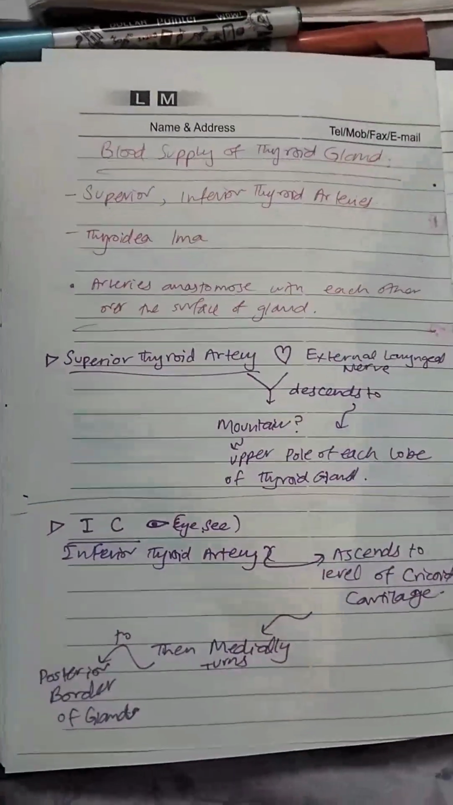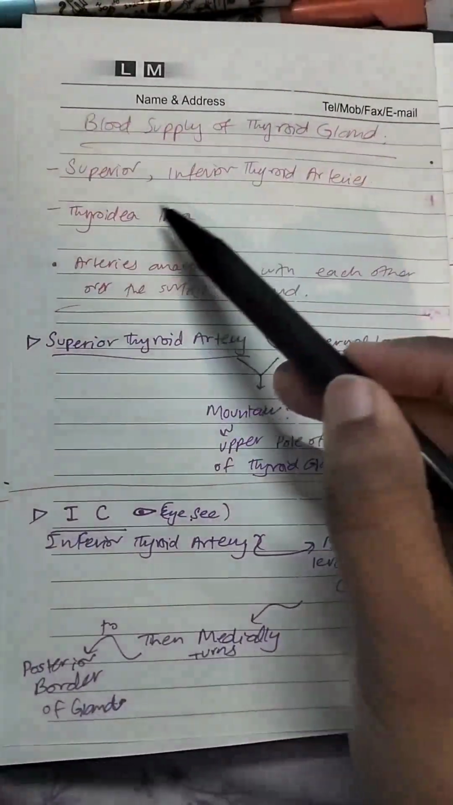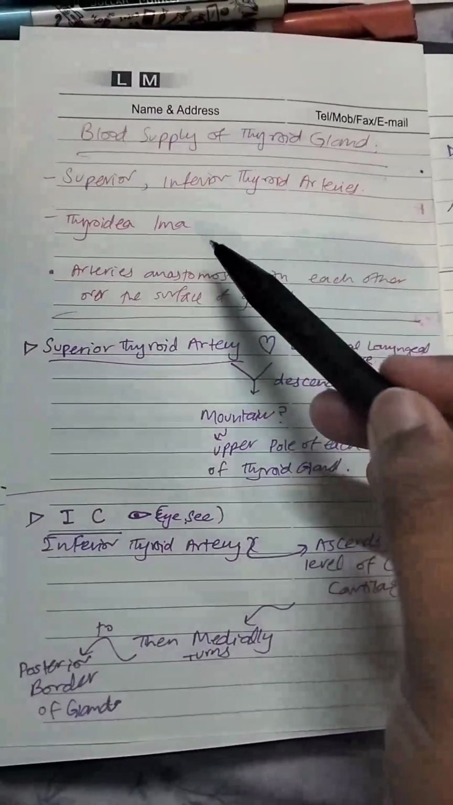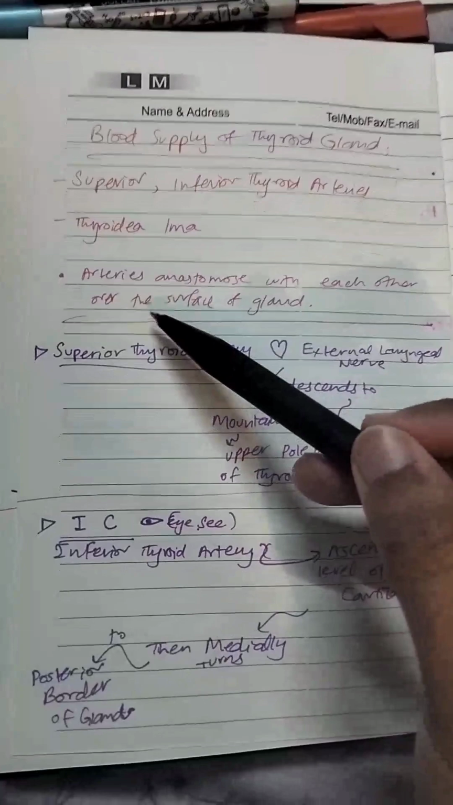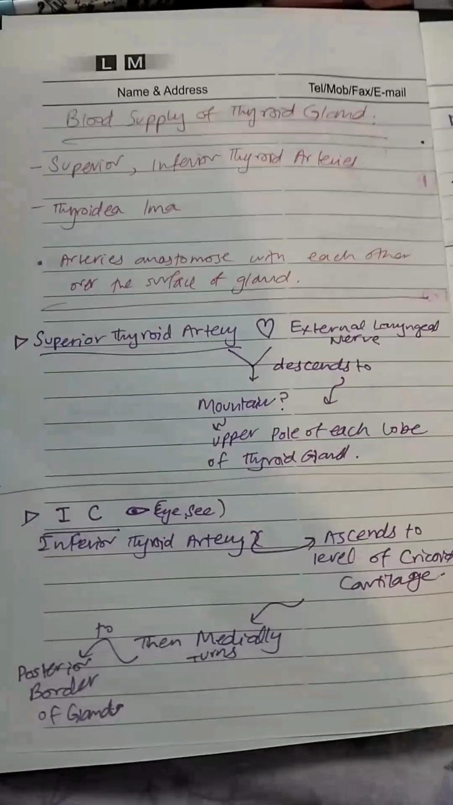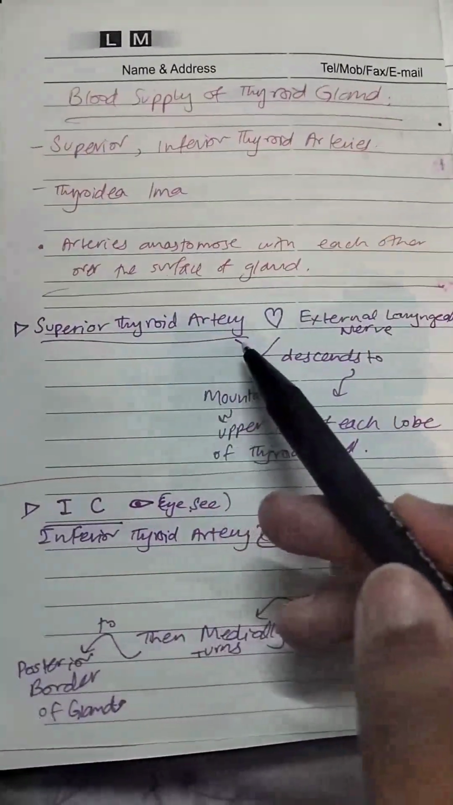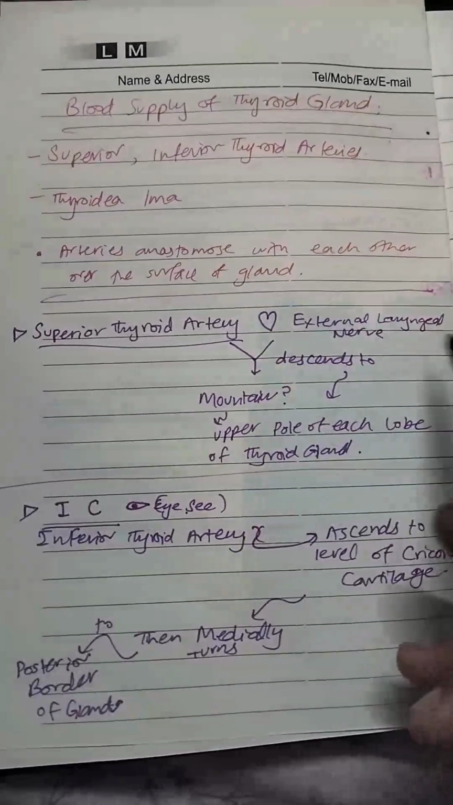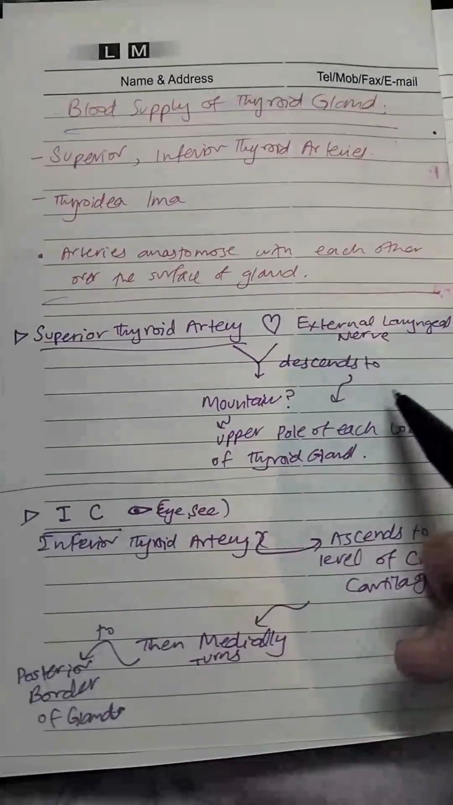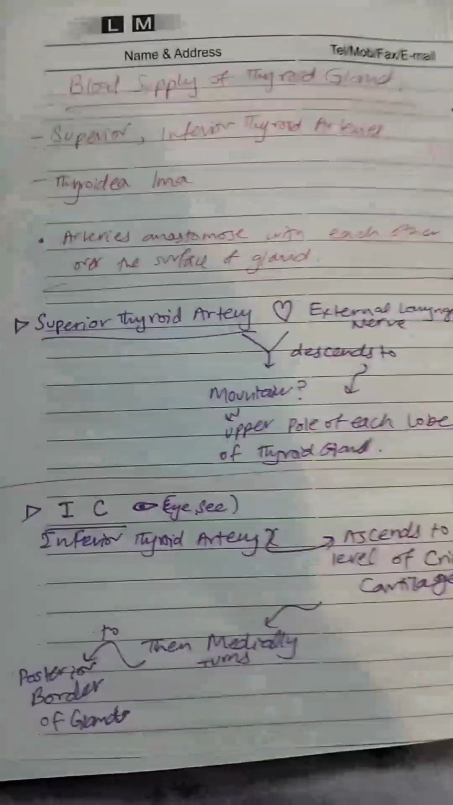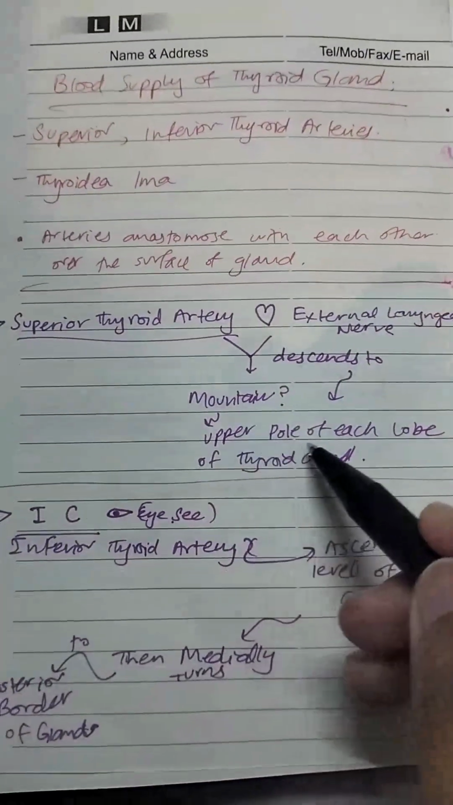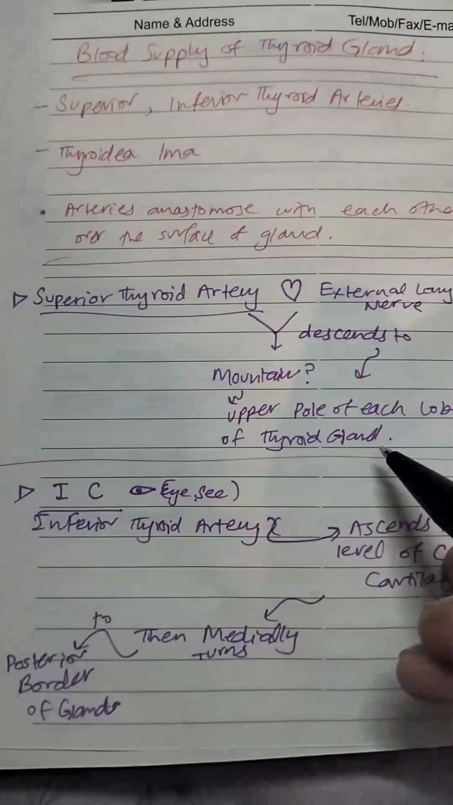Now let's talk about the blood supply of the thyroid gland. So we're going to have the superior and inferior thyroid arteries, of course, and we're also going to have the thyroidea ima. The arteries will anastomose with each other over the surface of the gland. So the superior thyroid artery is going to marry the external laryngeal nerve. So they're going to be partners. Then the superior thyroid artery is going to descend downwards. And when it descends downwards, it is going to reach a mountain, which is basically the upper pole of each lobe of the thyroid gland.